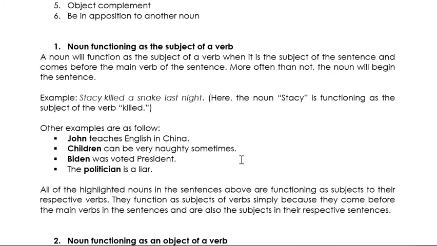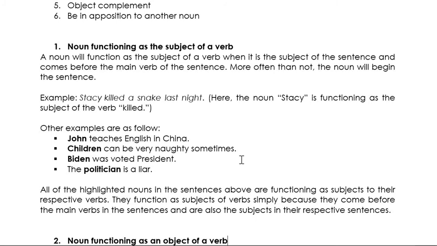Stacy performed the action on the verb killed, and that is what makes Stacy the subject of the verb killed. The other examples have highlighted words that show the subject of the verb clearly. The first one, John teaches English in China. Second one, children can be very naughty sometimes. Number 3, Biden was voted president. And number 4, the politician is a liar. So the highlighted words are all subjects of the verb. A noun functioning in this capacity usually comes before the verb.